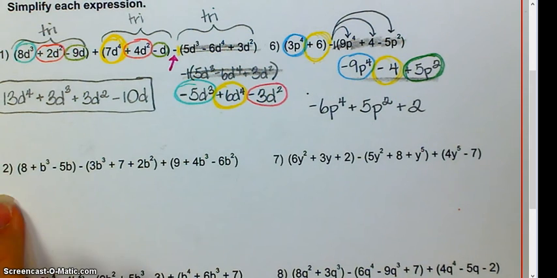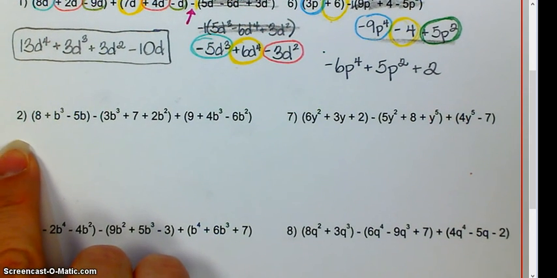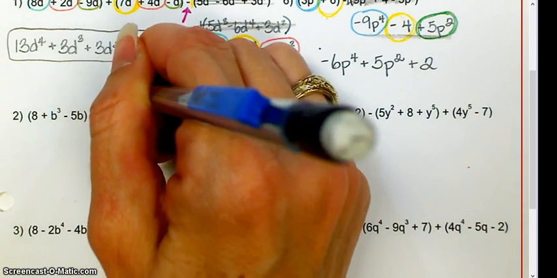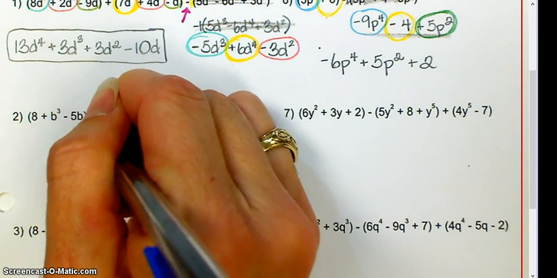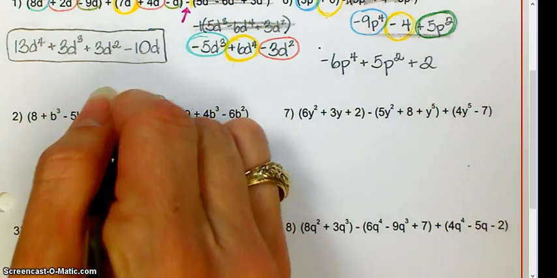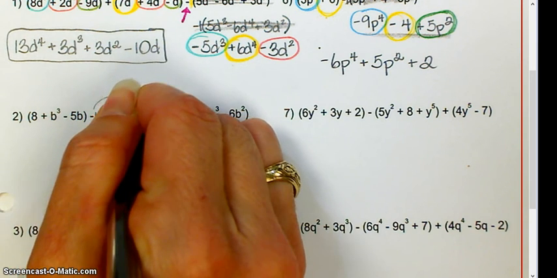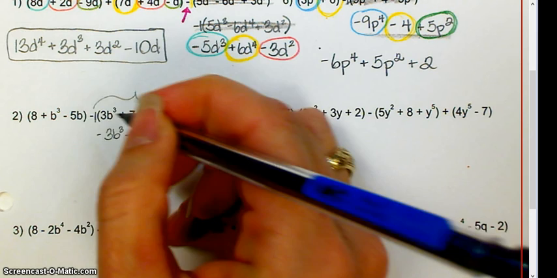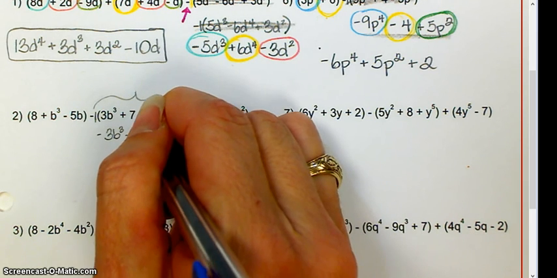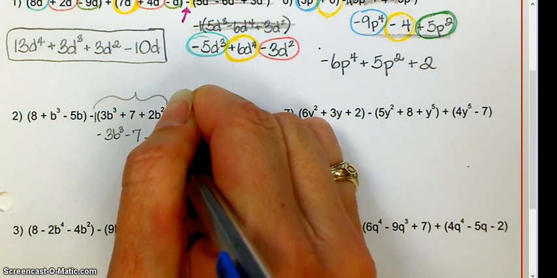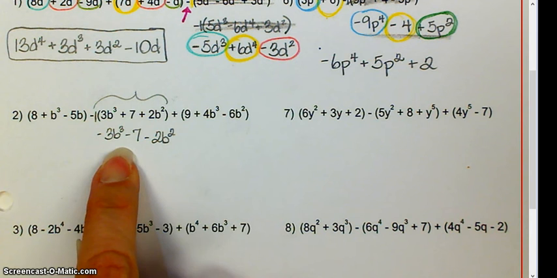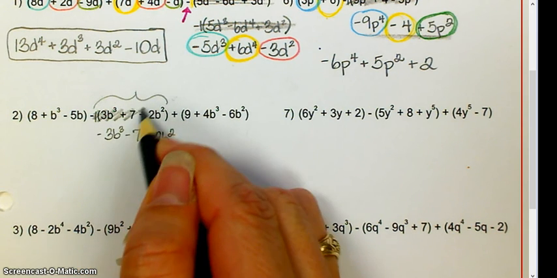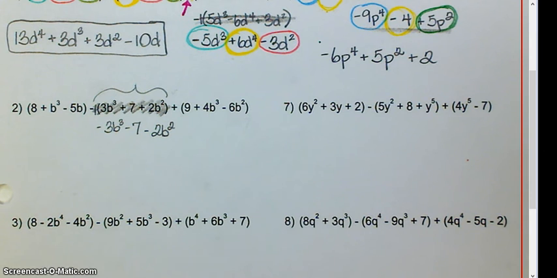All right, look at number 2. Where do you need to distribute a -1? This second polynomial. Okay. So -1 times 3b to the 3rd is negative 3b to the 3rd. -1 times 7 is -7. -1 times 2b squared is negative 2b squared. So those are my terms after distributing the -1. Okay, so now I can add things together.